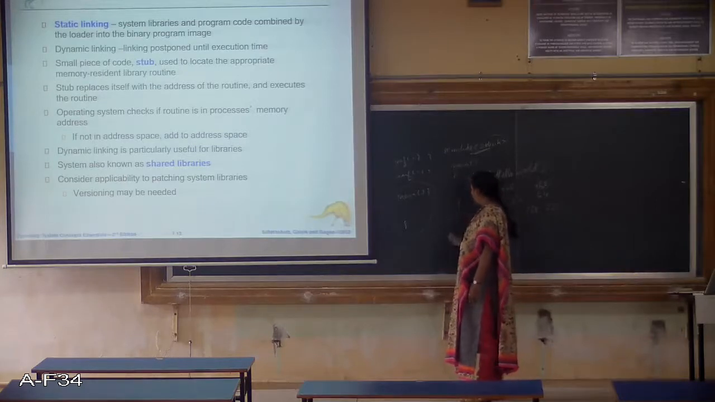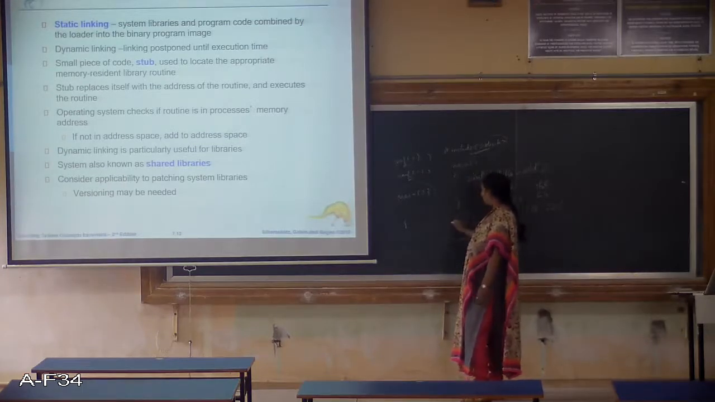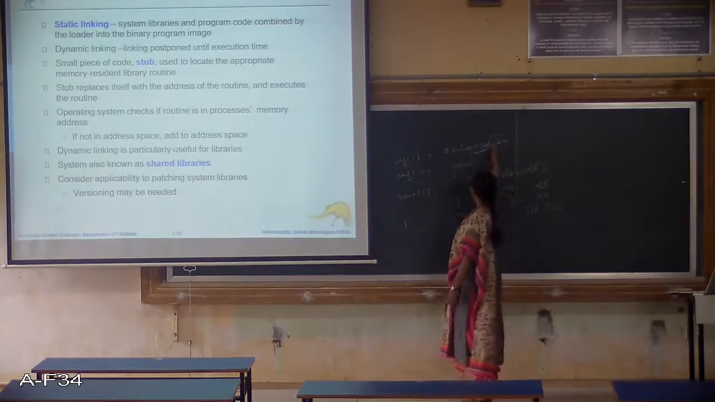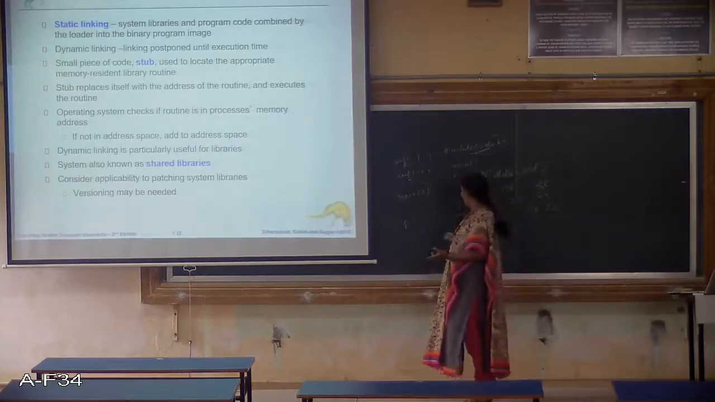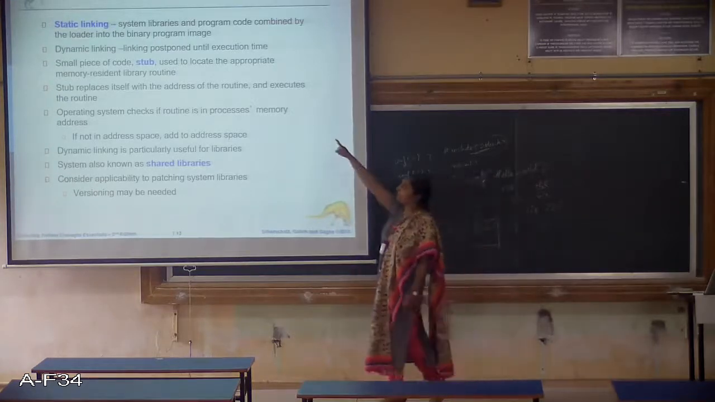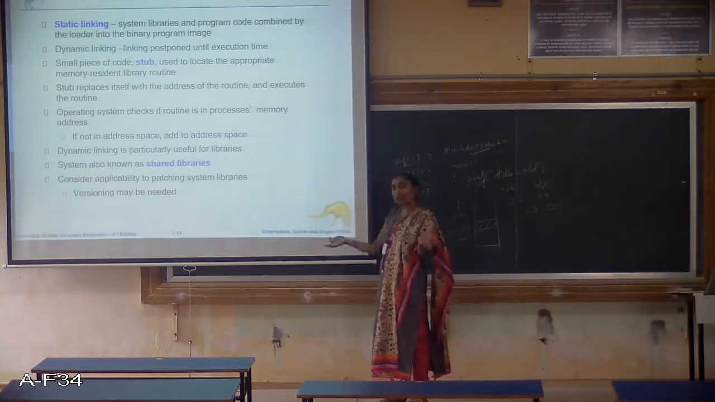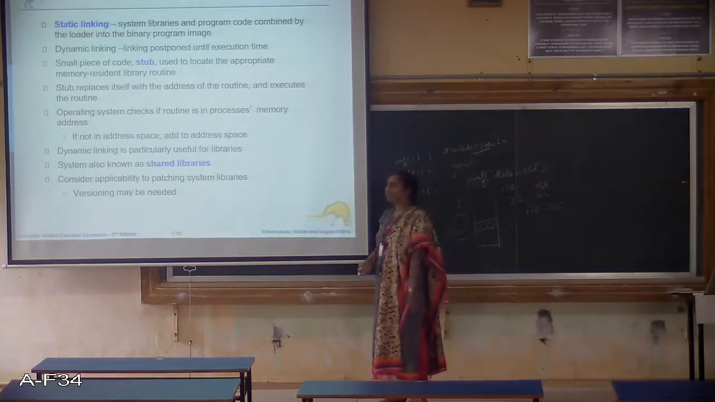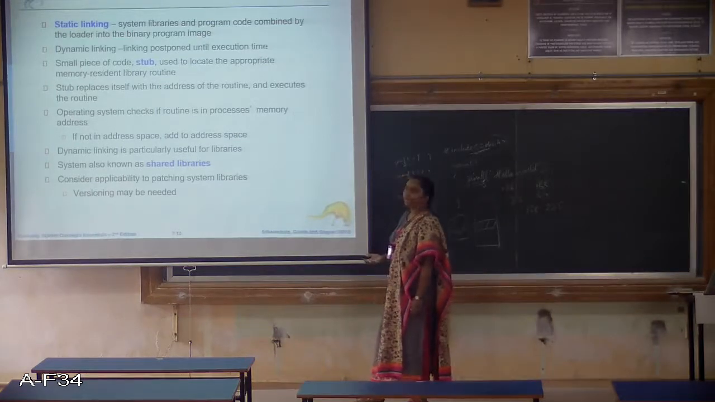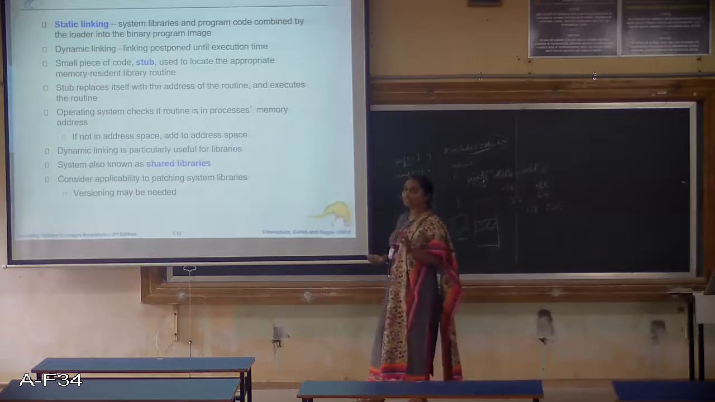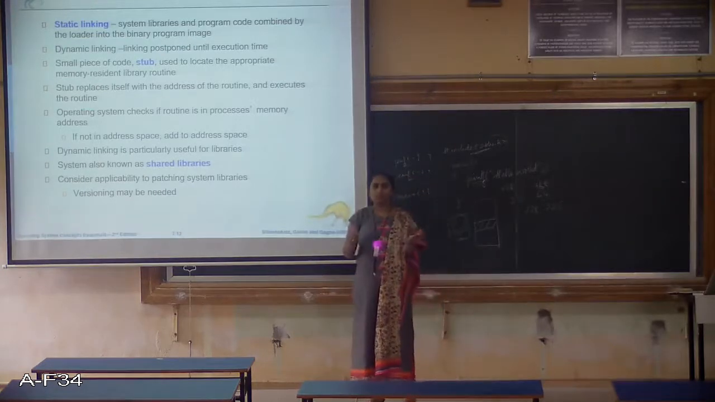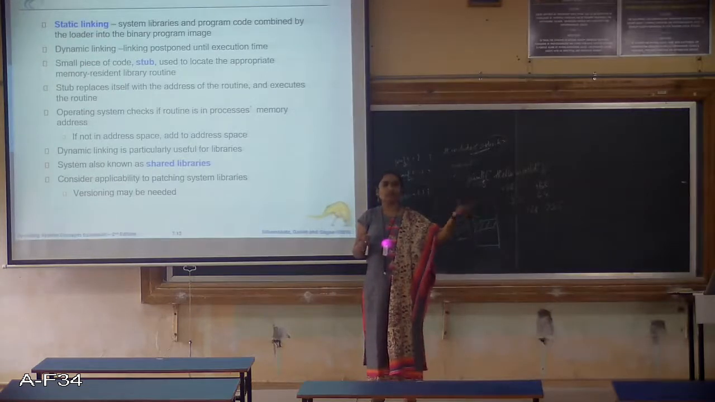Static linking means system libraries and program code are combined by the loader into the binary program image. This entire source code is converted into object code, and that object code will have stdio.h's instructions first and then your main method. Where did all these instructions come from? They came from stdio.h. Who brought them into this program? The loader. When you compile, the compiler adds that file to this file.